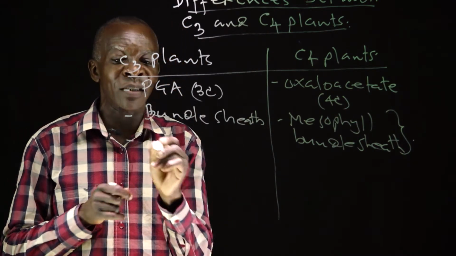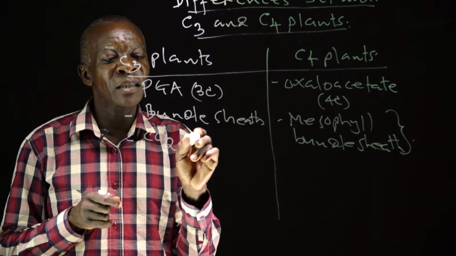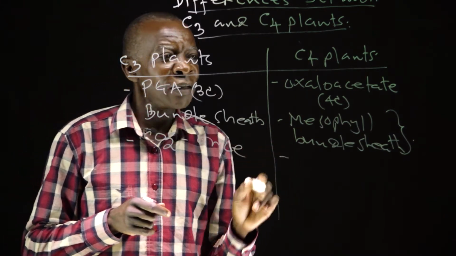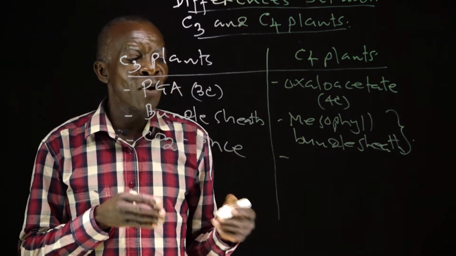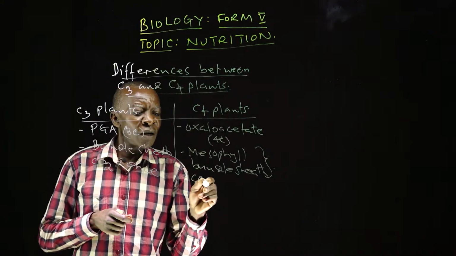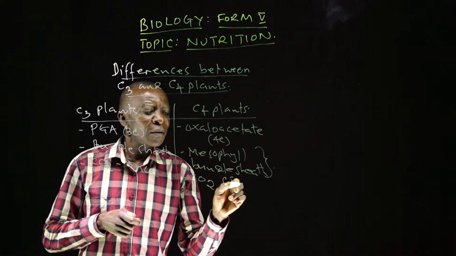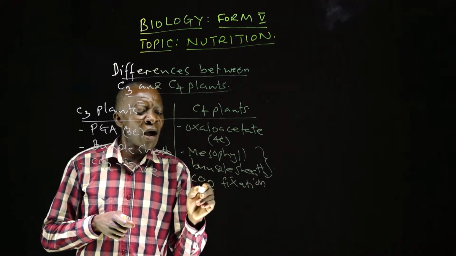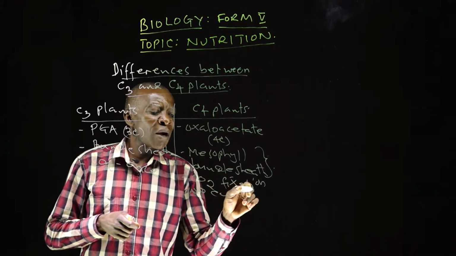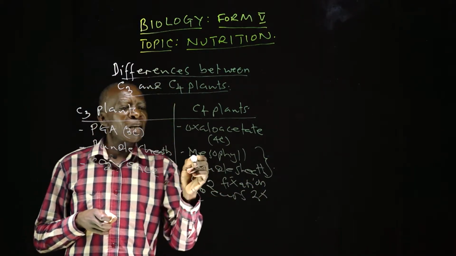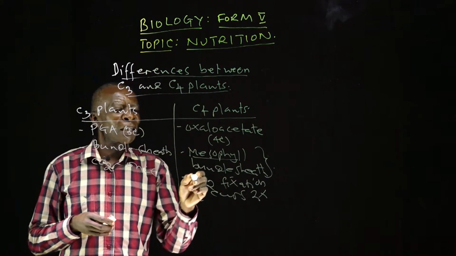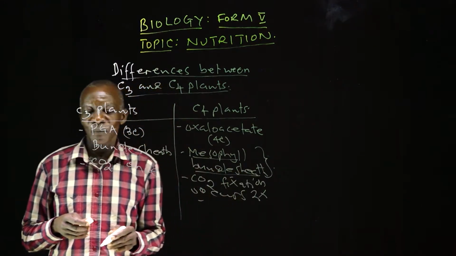Because of the presence of only one type of chloroplast in the C3 plants, carbon dioxide fixation occurs once. So carbon dioxide is fixed once. While in the C4 plants, the fixation of carbon dioxide occurs twice. Firstly, in the mesophyll, but secondly, in the bundle sheath.